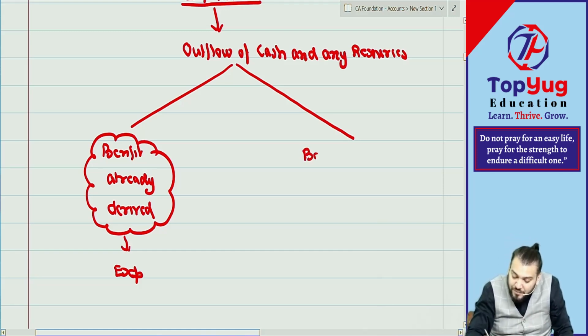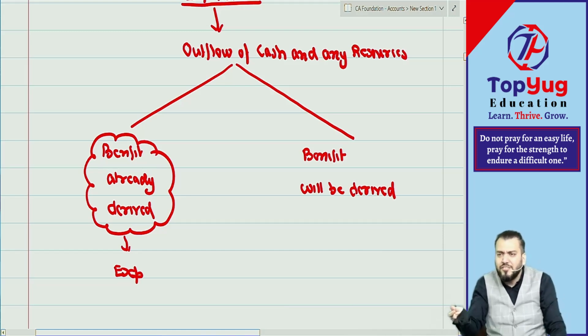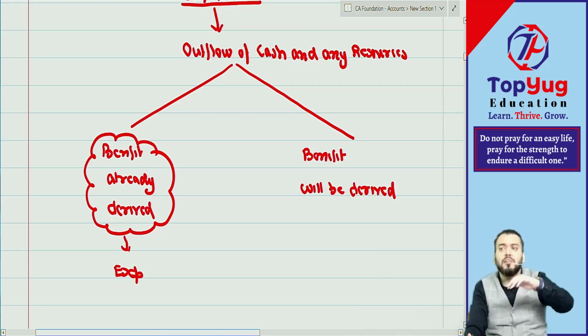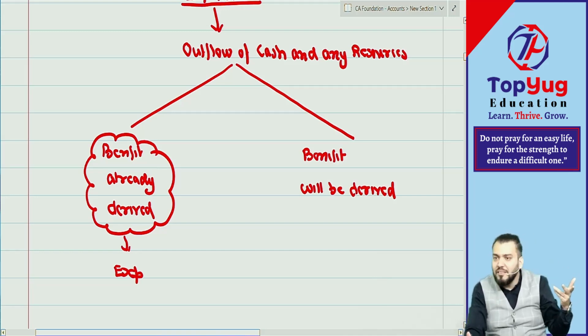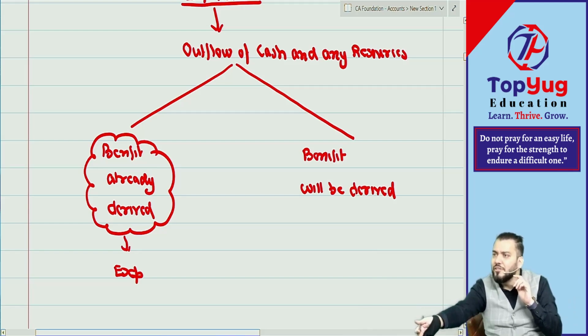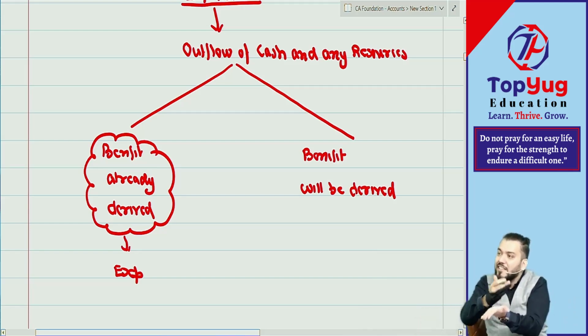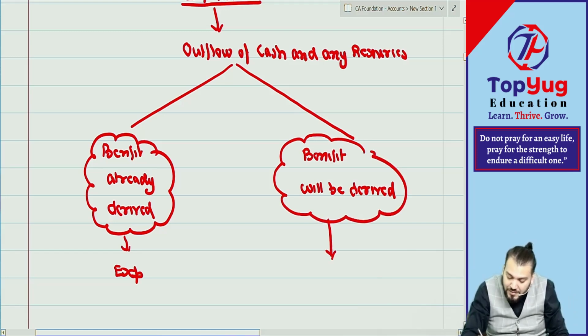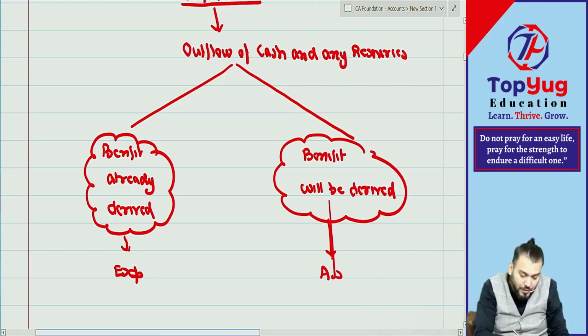And if I say benefit will be derived, are you getting what I'm saying? Will be derived means future tense. So there is no need to write down future now. It can be after 1 day, after 2 days, after 1 year, or after 5 years. But right now the benefit is not yet derived. So this becomes an asset. Have you understood?